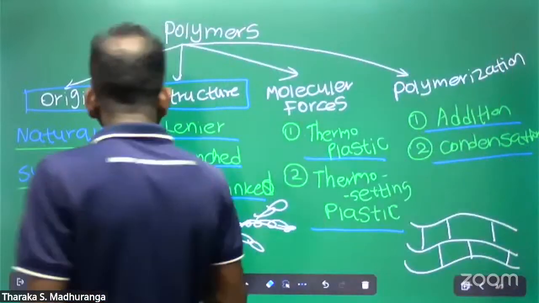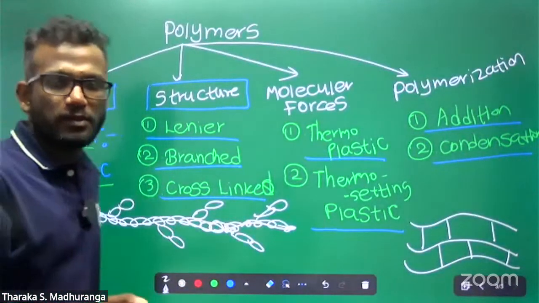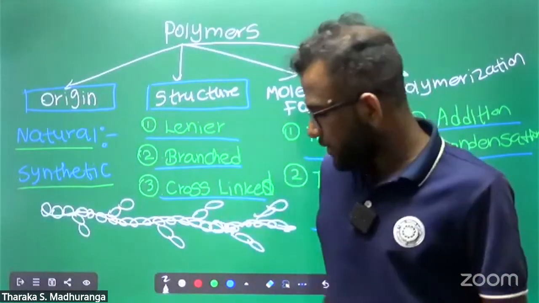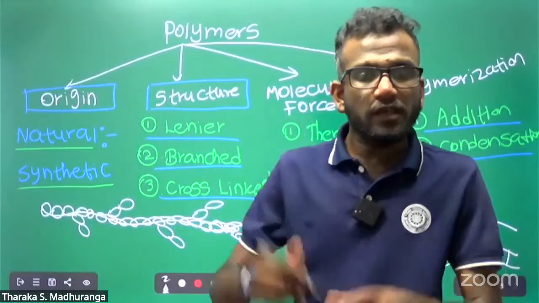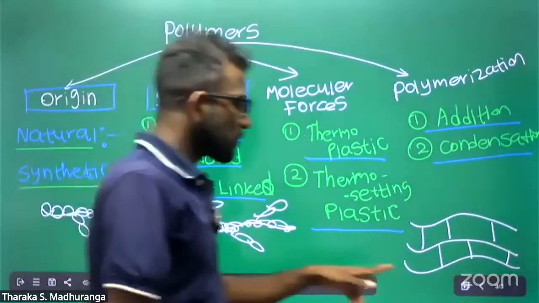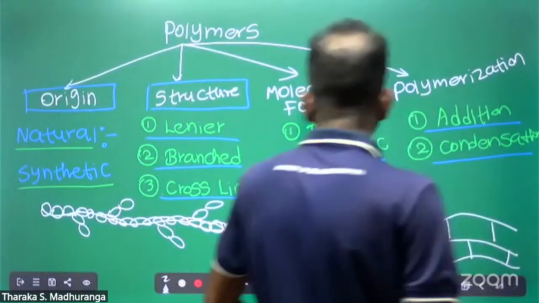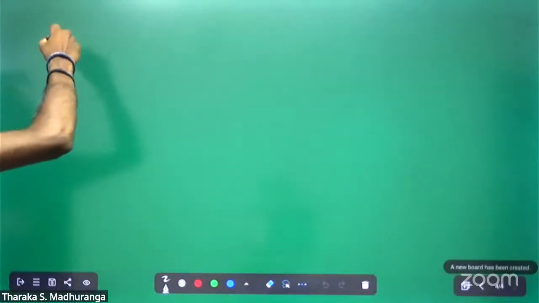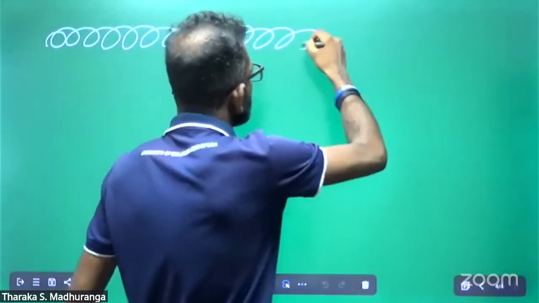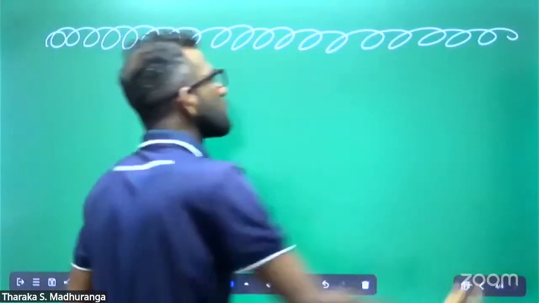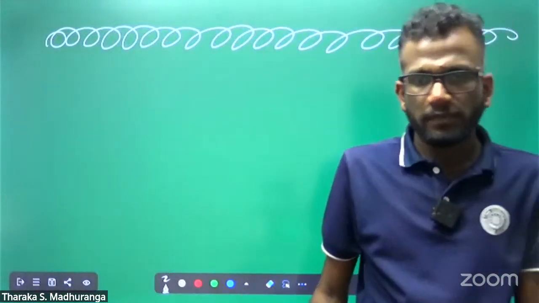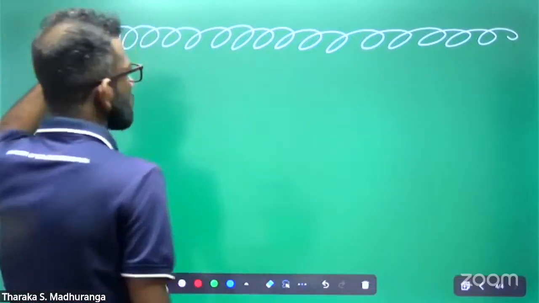Remember, polyisoprene is a linear polymer. That's important for future lessons, future topics. Polyisoprene, we discussed everything about polyisoprene. Isoprenes combine like this, in a line. That's a linear polymer. The polyisoprene, that's latex, that's a linear polymer.